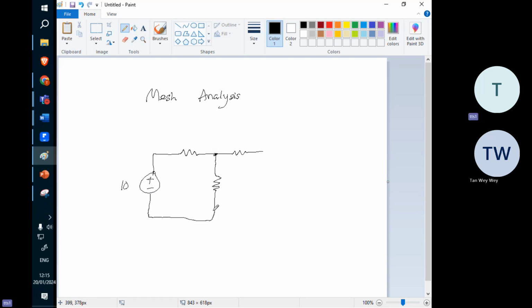So from here, actually we can write some kind of equation already. Let's say here we have R1 and R2. Because based on the mesh analysis, the first important point is that it must be a closed loop. First, let's draw the closed loop like this. Start from the negative, go around and back to the initial point. This is called a closed loop. Okay, closed loop. Clear?